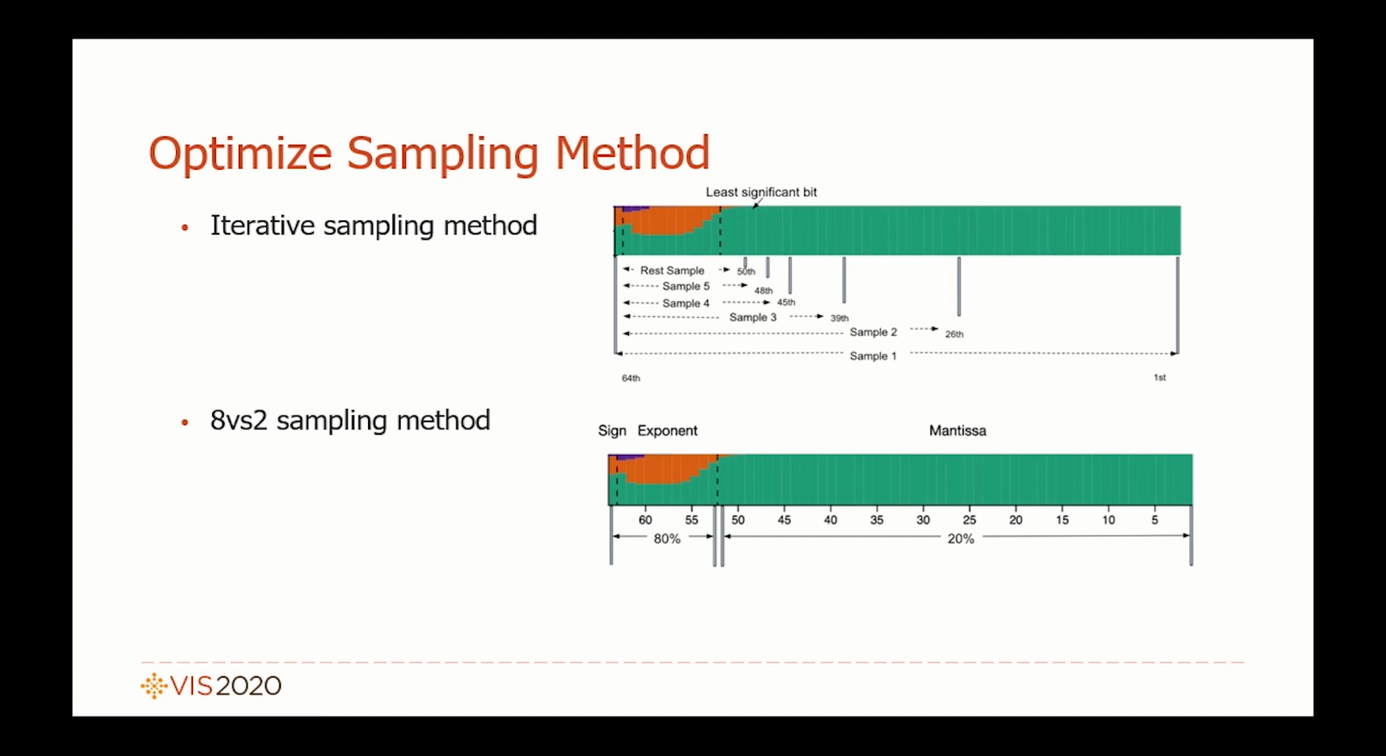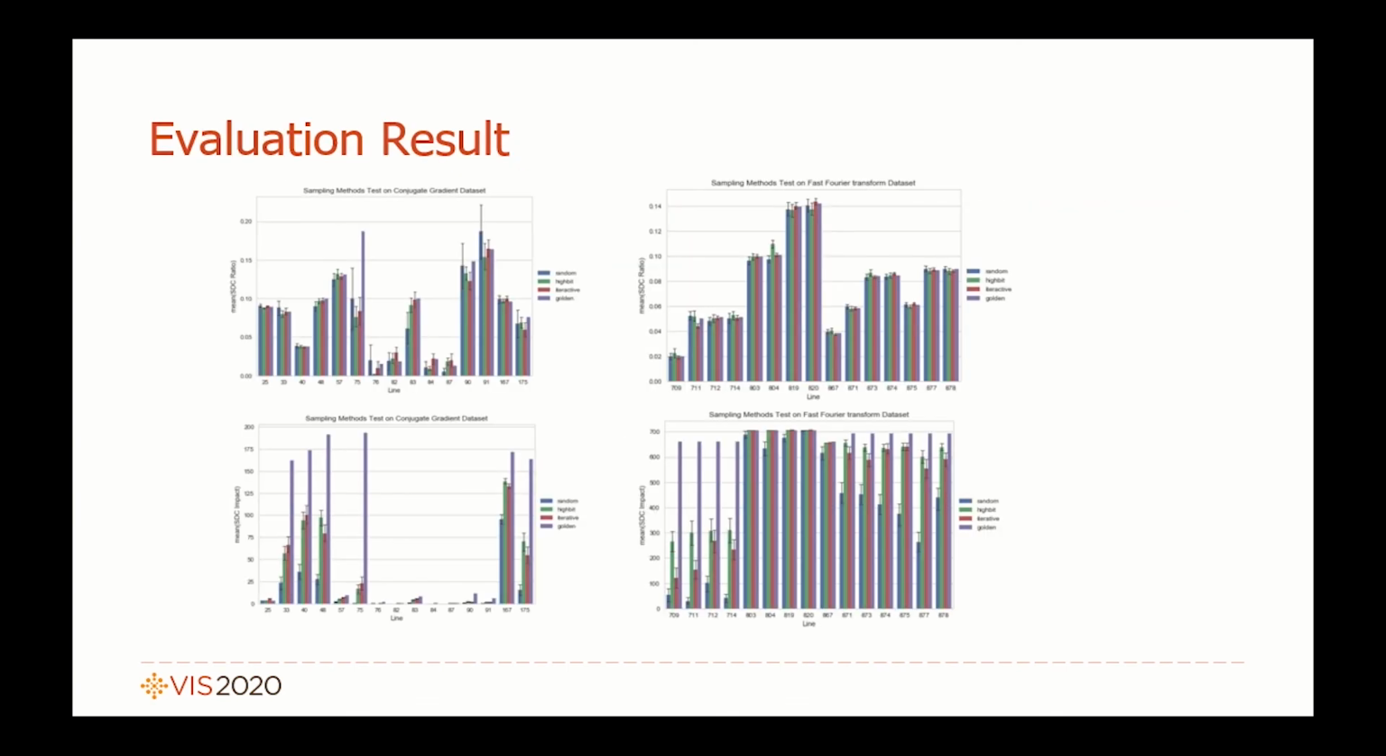A simple optimized method can sample like 80% of the data from the exponent and sign bits, and the rest 20% from the mantissa bits. A more sophisticated method can split the samples into like 10 steps. In each sample step, the algorithm can use a binary search method to find the least significant bits that cause silent data corruptions. And after the bits are found, the rest of the samples will come from the sign bits and the least significant bits. We compare our two methods with the random sampling method and use the SDC ratio and SDC impact to quantify the quality of the sample data.